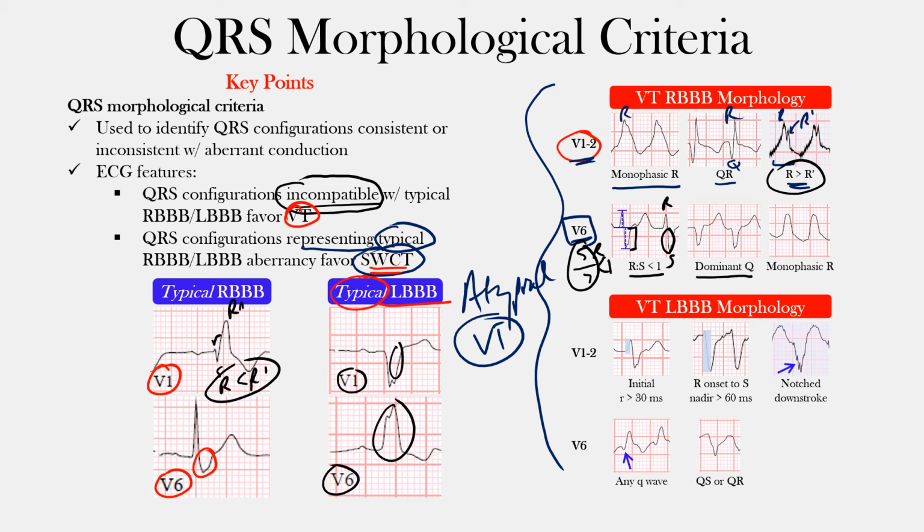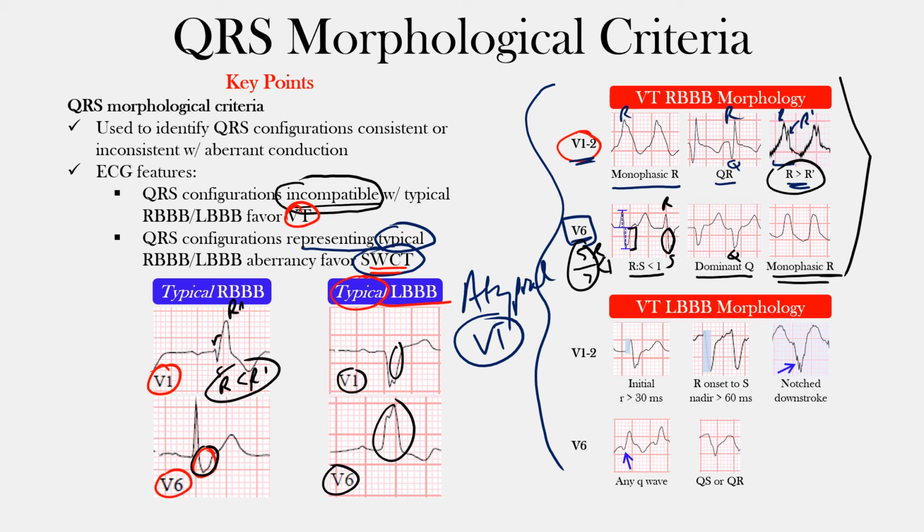You may have a dominant Q wave, okay, in those leads. Remember that that's not typical of a right bundle branch block morphology. Notice here we have that slurred S wave, and then you can also see monophasic R waves, okay, that may be seen, and that is certainly not typical. So those features may be suggestive of ventricular tachycardia.